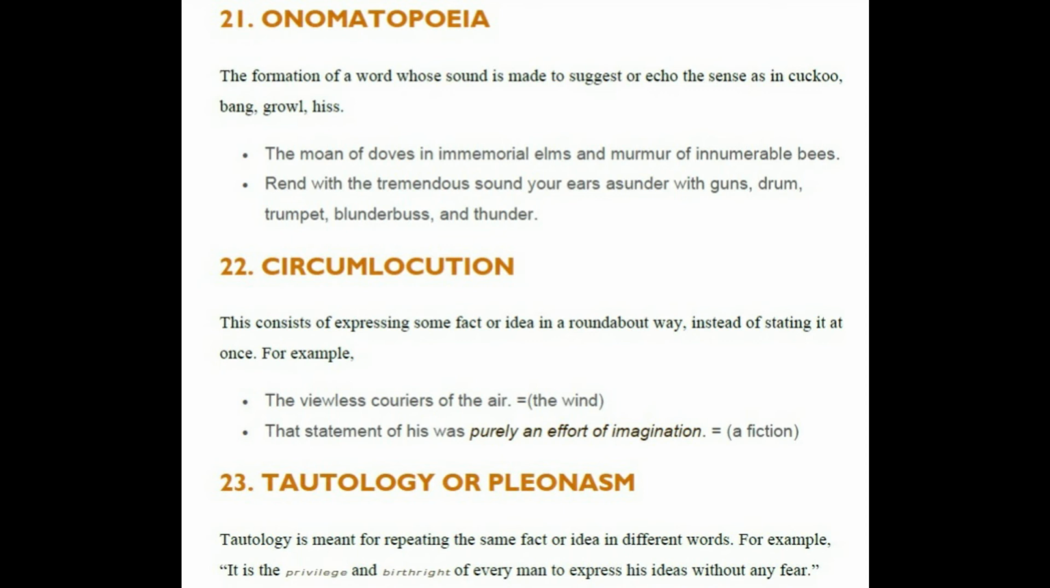Now let's do circumlocution. This consists of expressing some fact or idea in a roundabout way. Means what? A simple thing to be told by taking big words and then talking about it instead of stating it at once. For example, the viewless couriers of the air. Who are the viewless couriers? That is the wind in the poem. About wind you are talking, but you are using the words the viewless couriers of the air. You could have used only the word wind, but you didn't. Means if a poet wanted to use, he is taking big wordings and then talking about it.